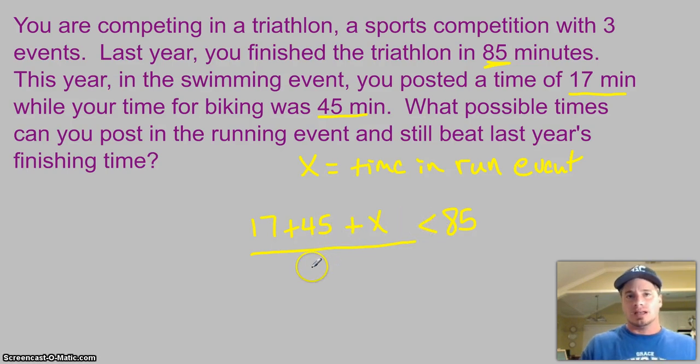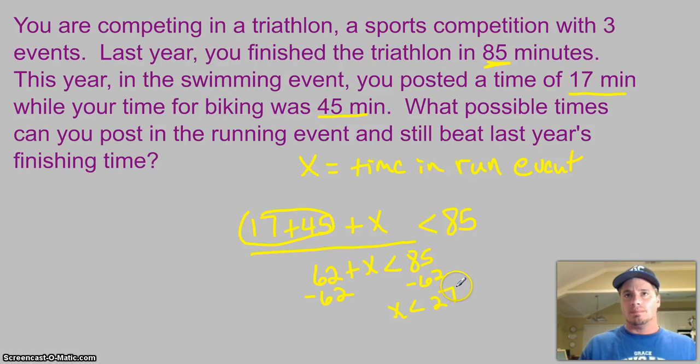Okay, so we've got 45 plus 17. That's going to be 62 plus X. And that's going to be less than 85. We're just solving. Okay, so we combine like terms right here. We added those together and we get 62. I'm going to subtract 62 from both sides. I get X is less than, let's see, 27.